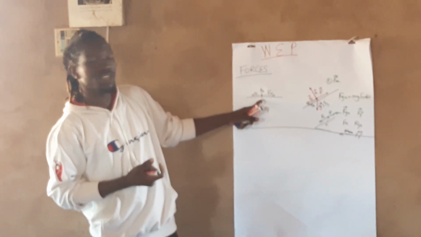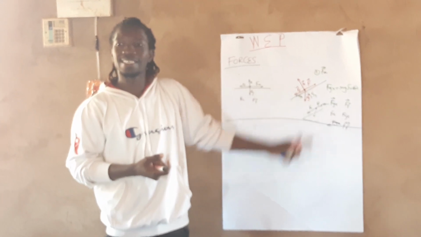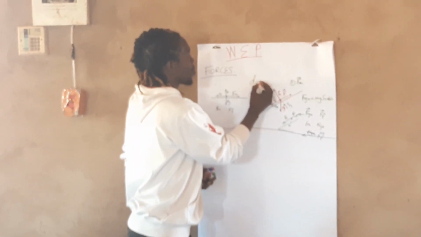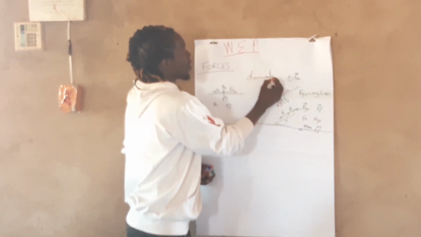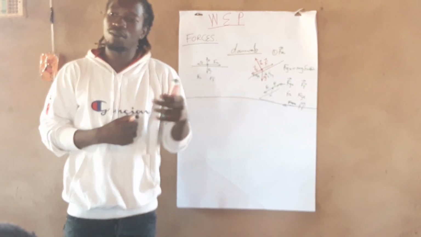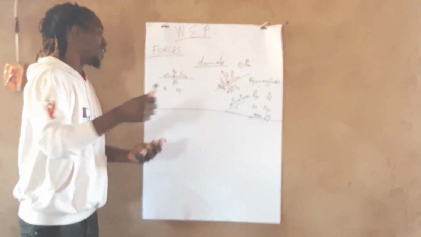But here on the flat plane, Fg we're not including. On the incline we're including it as Fg at x, and Fg at x always acts downwards, no matter the situation. Either the object is going up the plane or down the plane, it always acts downwards. So let's get to work.